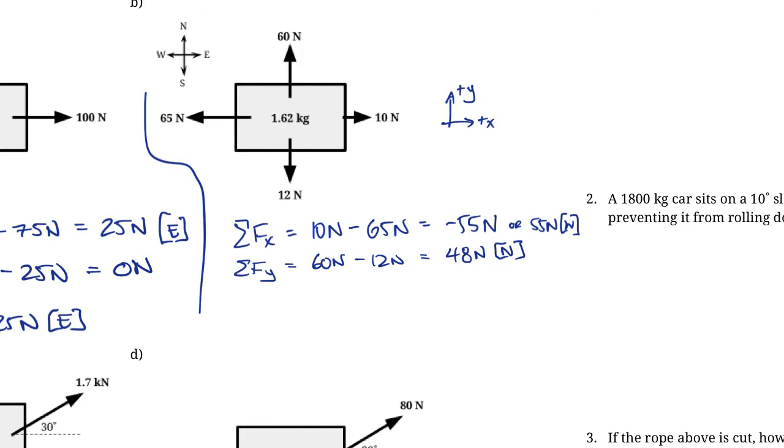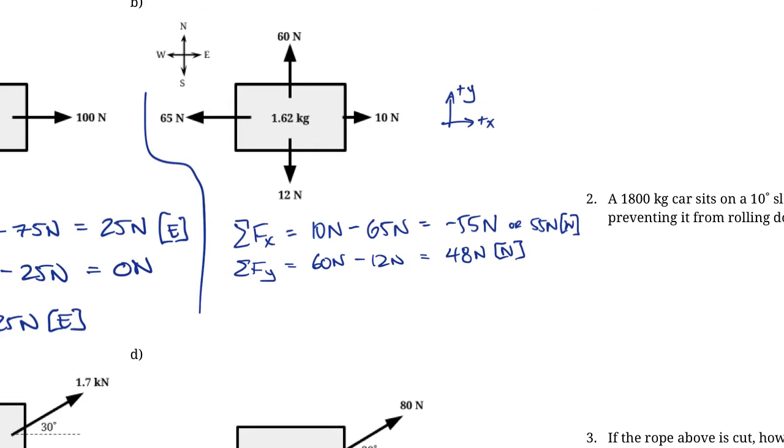And the sum of the y forces is going to be 48 newtons north, right? Because it's positive and up is north. Okay, we can't have two things for the net force. We need one net force. So basically what this is telling us is we have some net force in the north direction and some net force in the west direction. So what do we have to do to find a total net force?